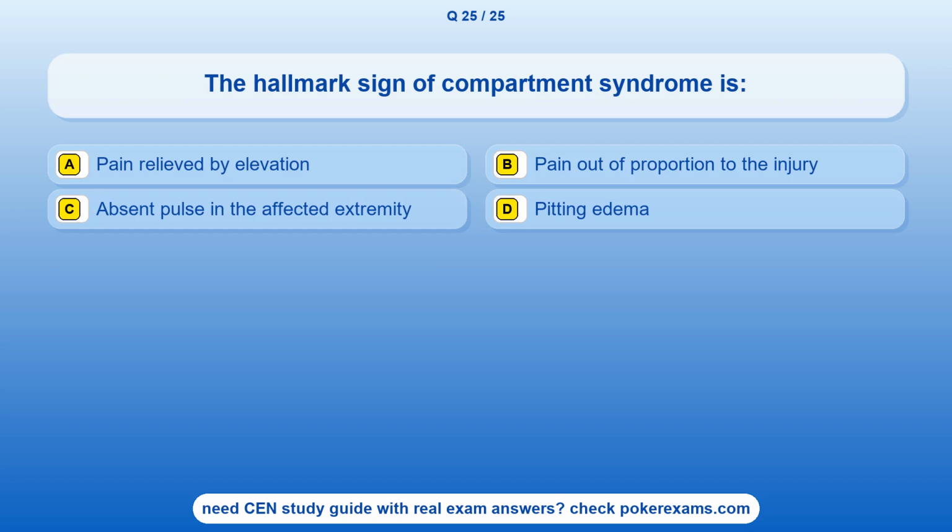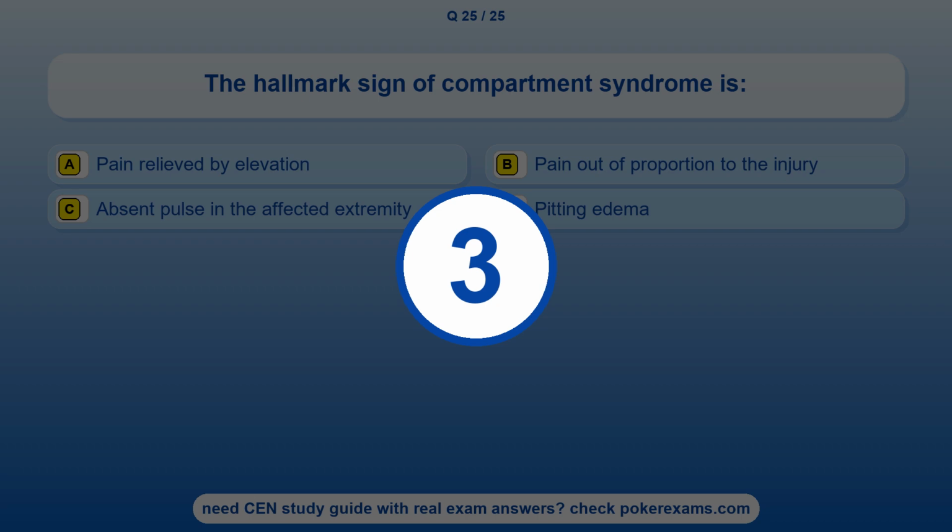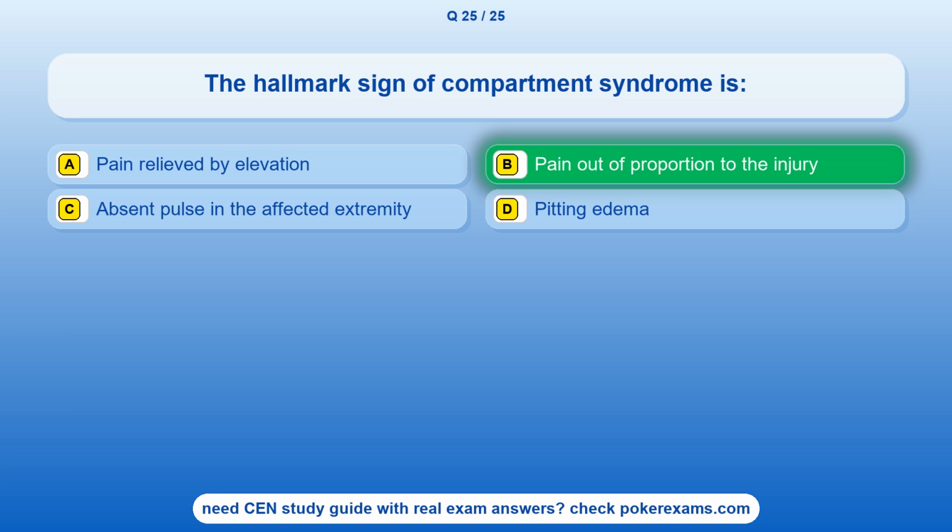Question 25. The hallmark sign of compartment syndrome is Option A, pain relieved by elevation. Option B, pain out of proportion to the injury. Option C, absent pulse in the affected extremity. Option D, pitting edema. The correct answer is option B, pain out of proportion to the injury.